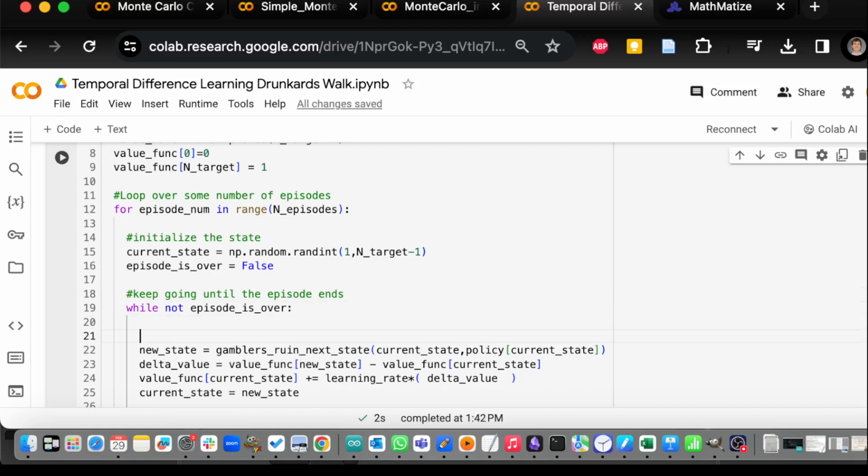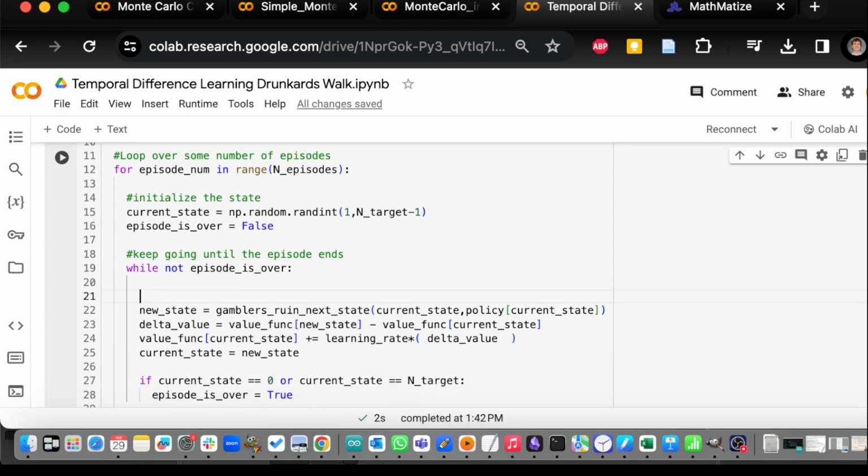So I just have this gambler's ruin next state function that will tell me what is the next state. So get the next state according to, I'm going to call it a black box, right? You don't need to know the rules of what happens. You just need some way to simulate what happens. And what I'm doing is, before, when I did Monte Carlo, I was taking delta value. That was the difference between the end and what we had.